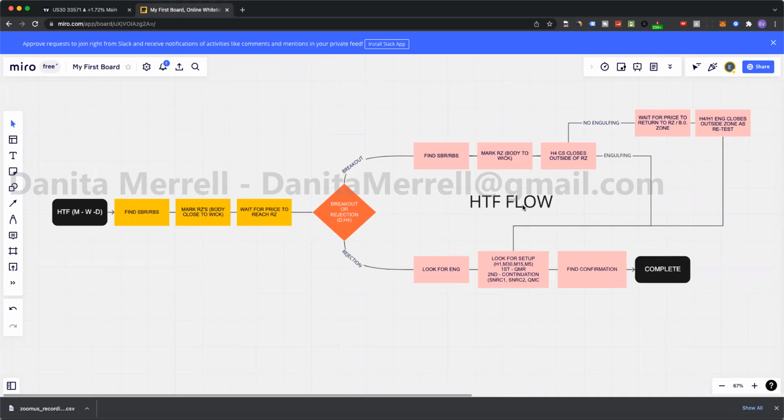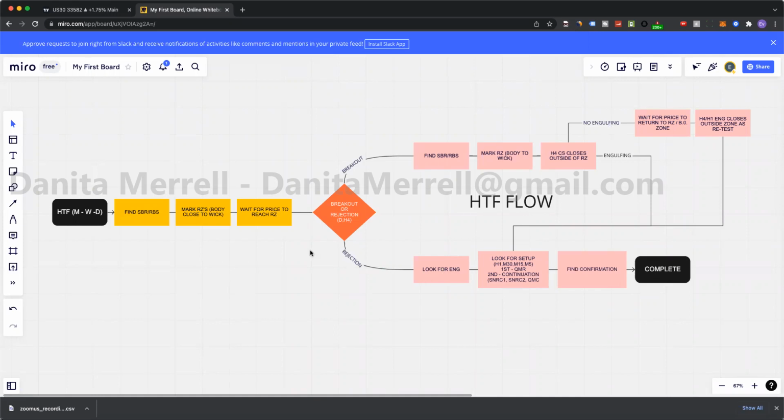In this video, we're going to go over the higher time frame flow. This is basically like your SOP. So you have to go through the process, and depending on what happens next, then you just go through the filters. Depending on each scenario, you'll know what to do to complete the trade.